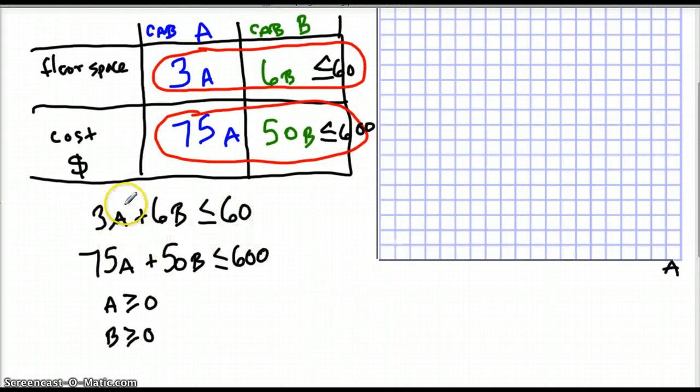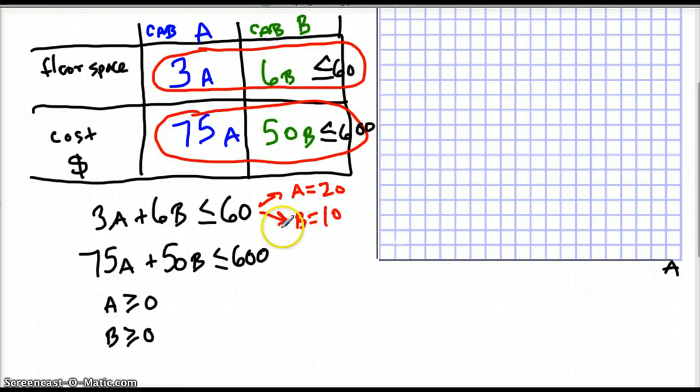Well, the easiest way is to do it by intercepts because it's in standard form here, isn't it? So if we plug in a 0 for B, it covers it up, A will equal 20. And if you plug in a 0 for A, over here, this goes away. B will equal 10.